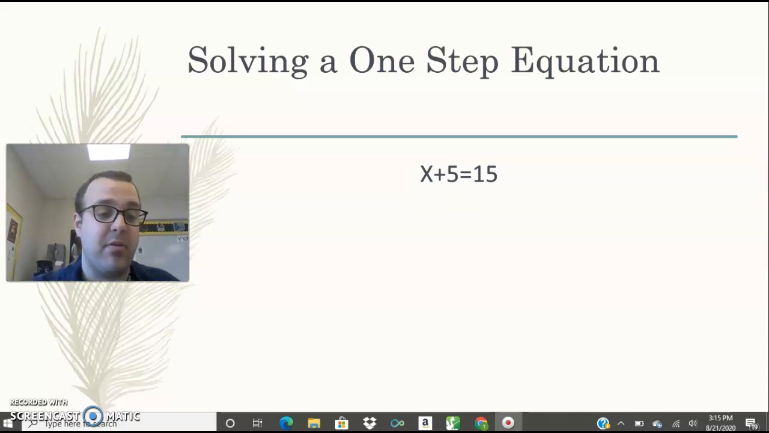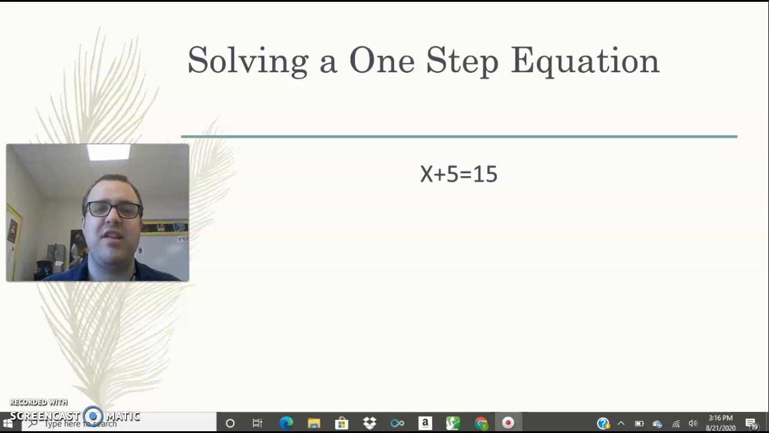Now, some of you may be able to look at this and say, Mr. Guy, the answer is 10. 10 plus 5 is 15. That's what x would need to be. And if you can do that, that's great. However, we're going to be adding a lot of different stuff to these equations as we go. So we want to make sure that we know a way algebraically to do it so that when they get more complicated and we can't just do them in our head, we have a set process that we can use.